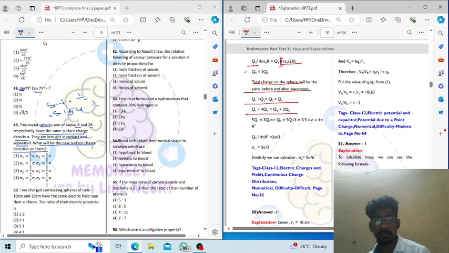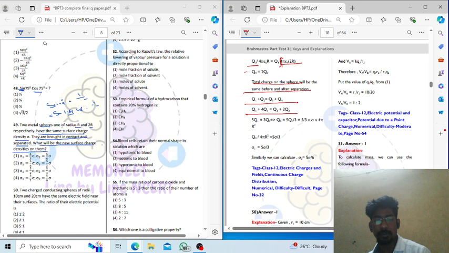Here EA equals EB. So E means KQ by R square. So Q1 by Q2 equals R1 square by R2 square. In case of potential, you will get V1 equals KQ1 by R1. As the charges are not equal, you have to take into account the charge also. So V2 equals KQ2 by R2. So VA by VB will become, K cancels out, Q1 by Q2 into R2 by R1.